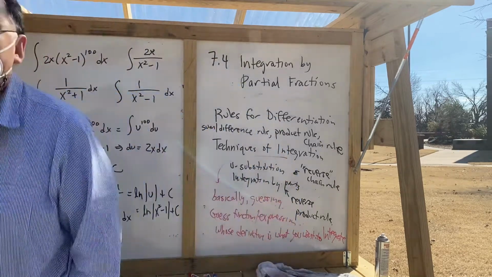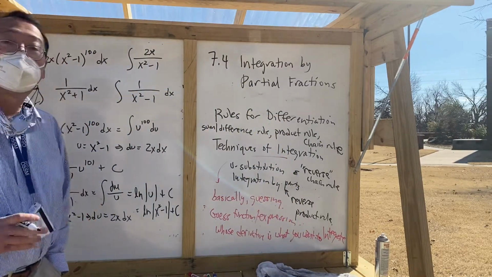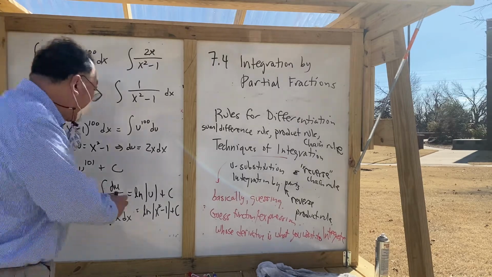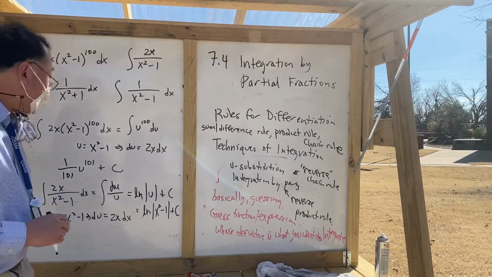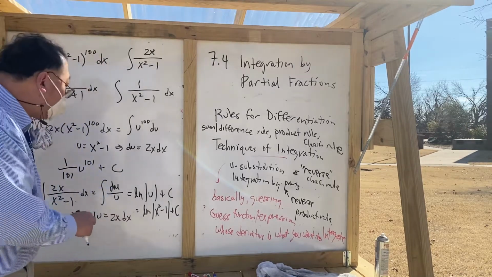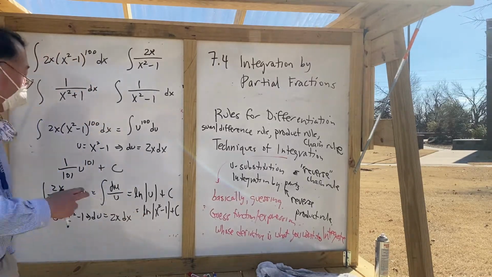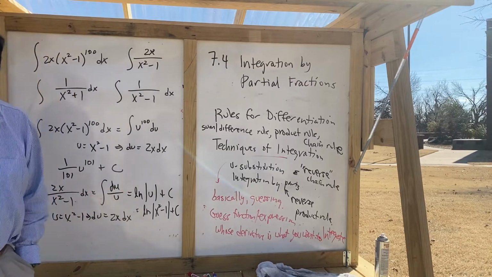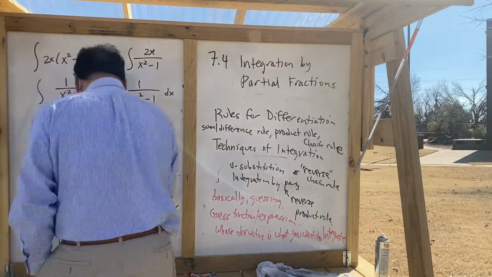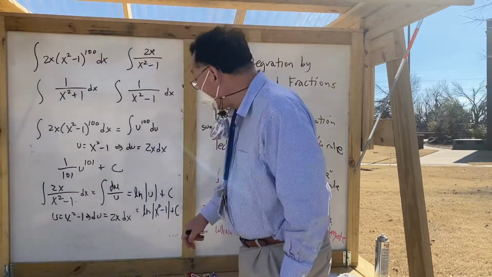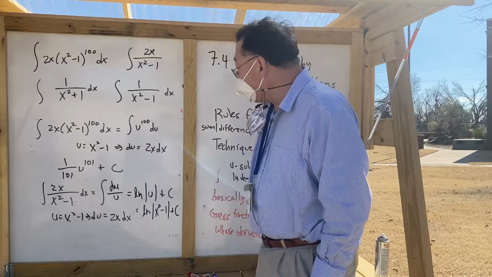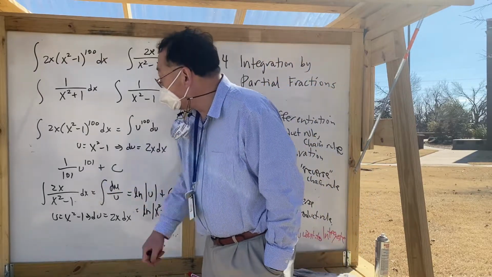Now you can always check to see if you did an integral correctly, because you can differentiate the answer and see if you get the integrand. If I differentiate the natural log of x squared minus 1, I get 1 over x squared minus 1 times the derivative of x squared minus 1, which is 2x. So the derivative of the natural log of the absolute value of x squared minus 1, plus c, is 2x over x squared minus 1.